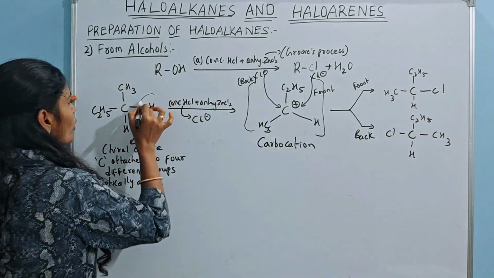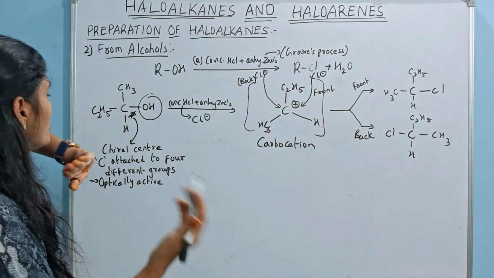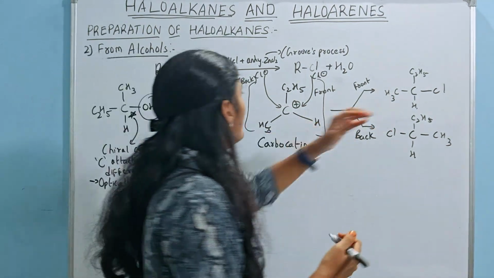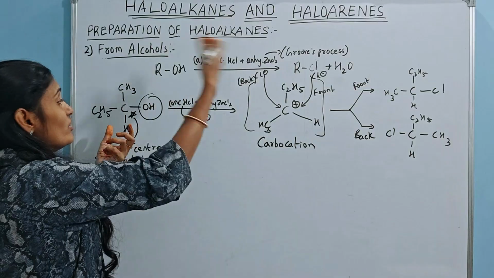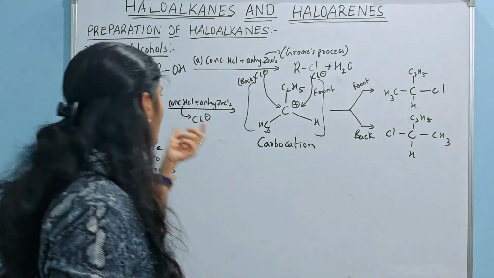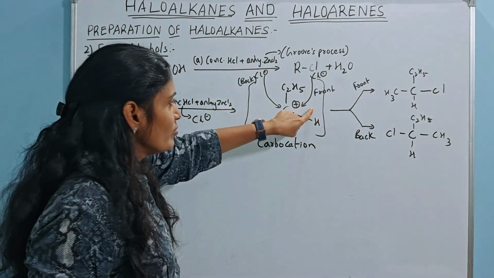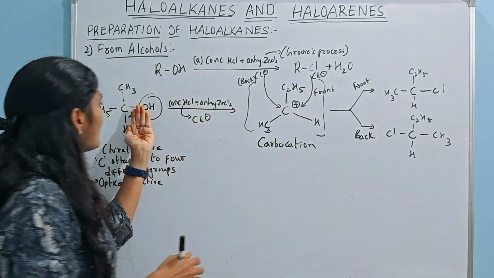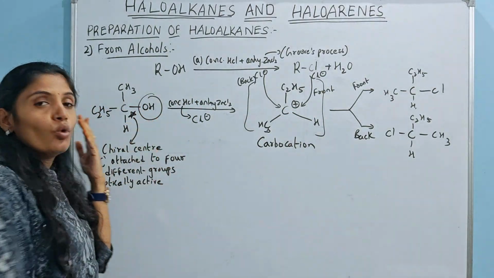Now if you see, OH is on the right side here. Cl has replaced OH from the same side. Cl has attacked from the front side, so you exactly see Cl at the same position where OH was.